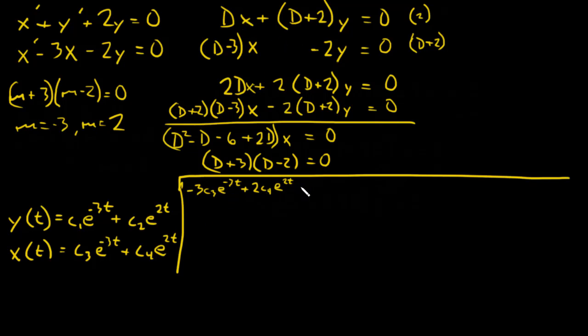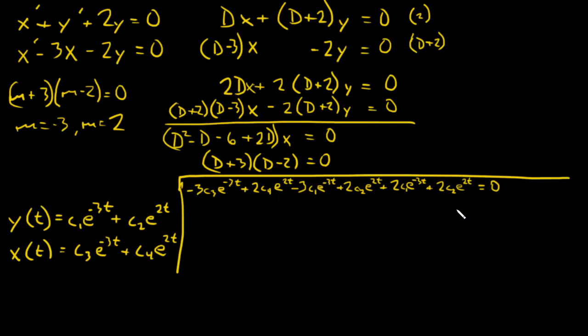Now I've got the derivative of y. So I'm going to do plus, and the derivative is going to be a minus, so it's going to be minus 3 c1 e to the negative 3t plus 2 c2 e to the 2t, and then plus 2 times y, plus 2 c1 e to the negative 3t plus 2 c2 e to the positive 2t. Alrighty, equals 0.